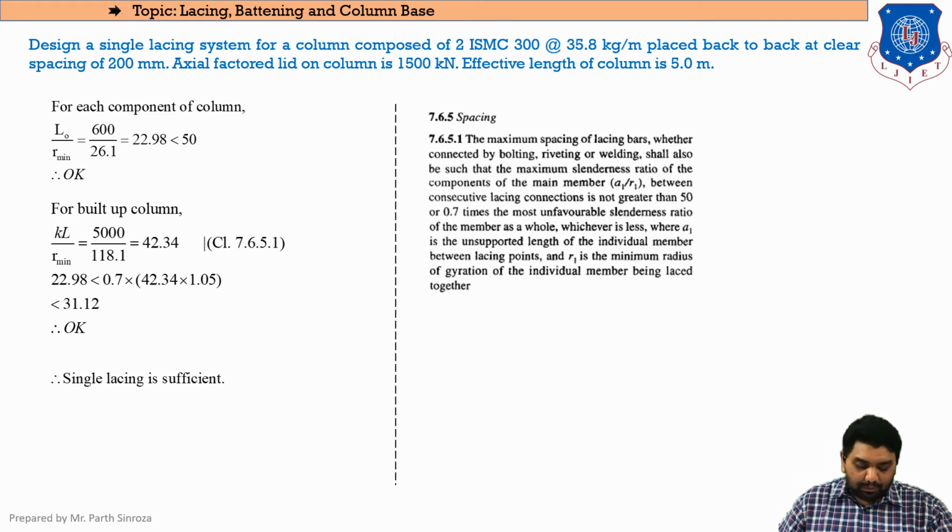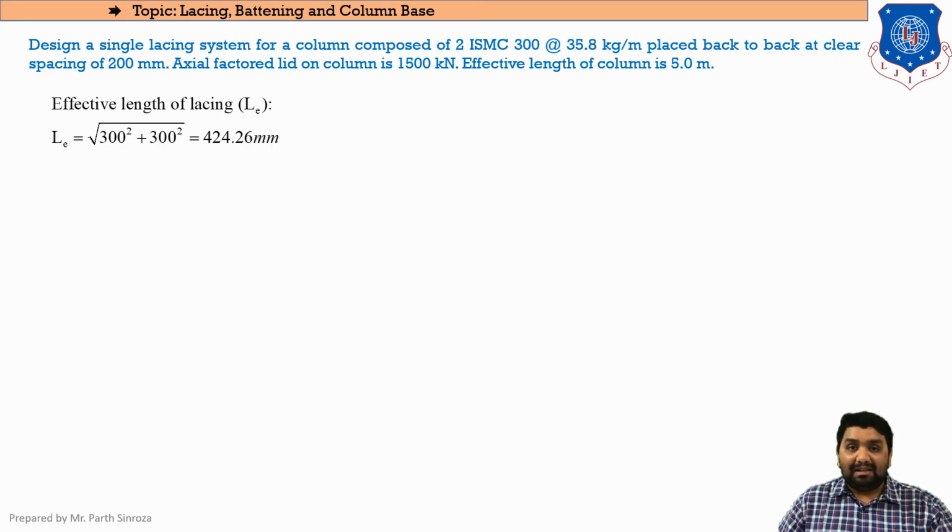Now we'll be moving forward to the designing of our lacing, and for that we will be requiring three things. First, the effective length of the lacing; second, the width of the lacing; and third, the thickness of the lacing. So these three parameters pertain to a lacing, or you can say the rectangular section that we will be providing.